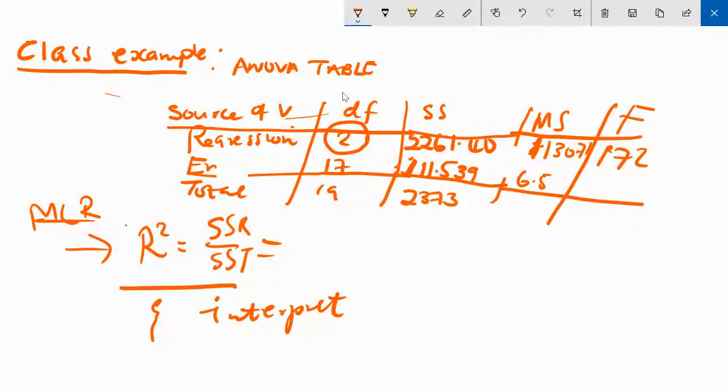0.95299. Fine, it's fine, Omu. Interpret the value, please. Mr. Chabalala, are you in? 95% of the variation is explained by the model.